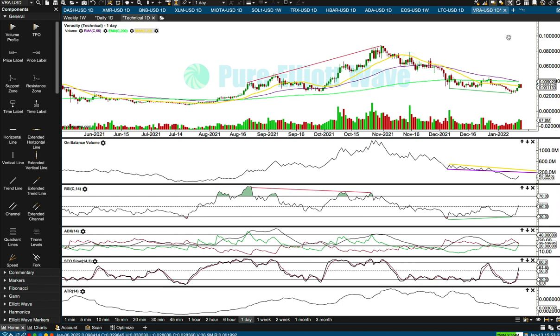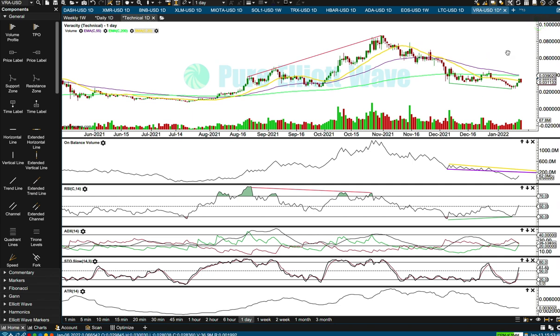I would lean overall bullish for Veracity at the moment, and I think I might be tempted to put a little bit of money in it, not much at all, just $100 or $200, chuck it at it, and then let it sit for a few years in my ever-growing portfolio of altcoins. That's my analysis for Veracity.